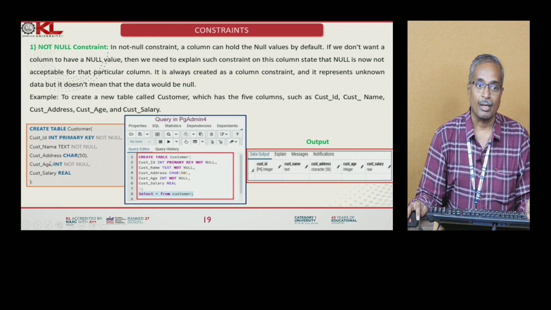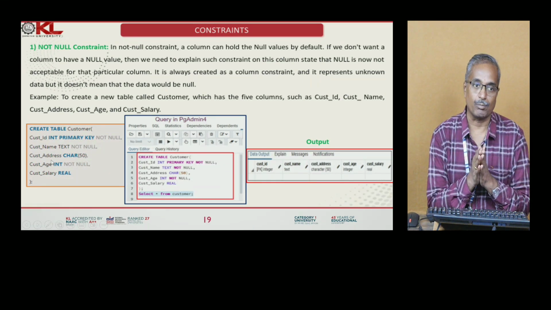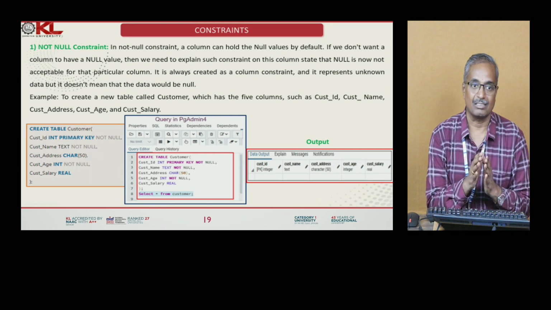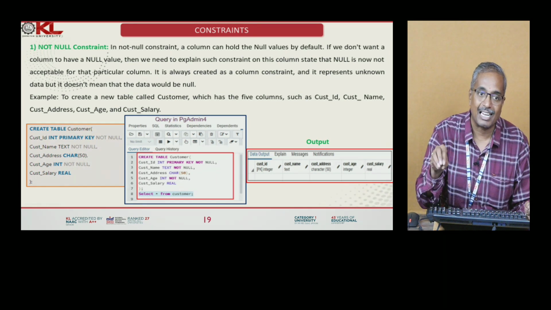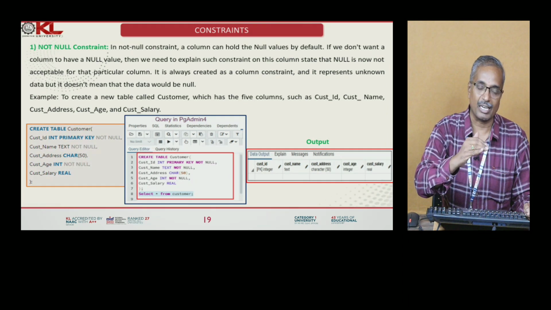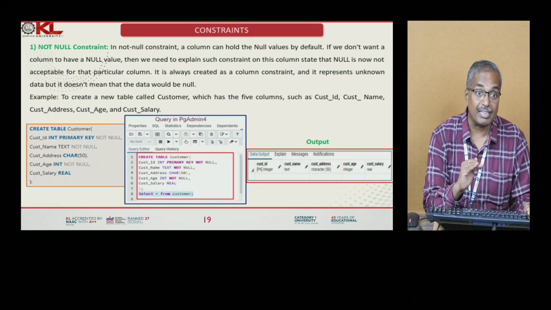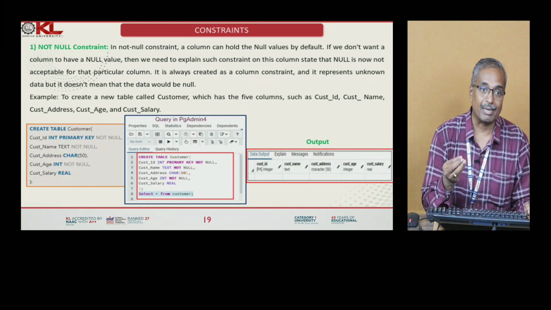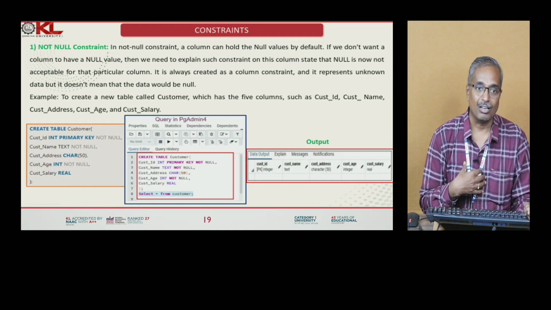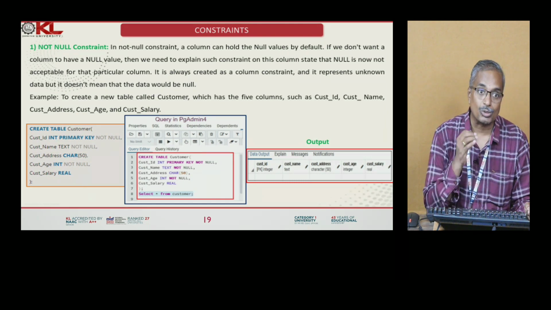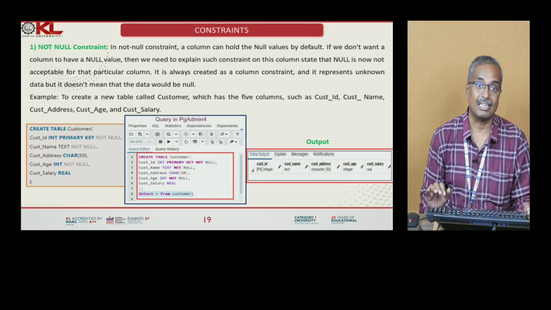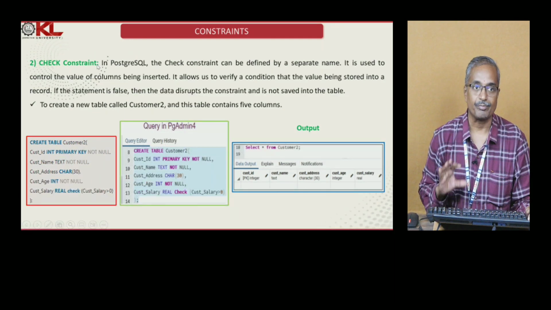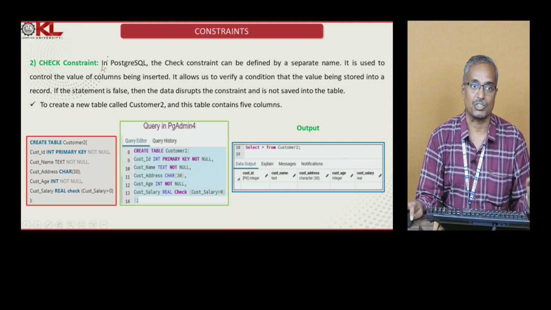So while you are storing the data into the table, you can ignore the customer address value and also the customer salary values. I mean you can leave them empty. But in the case of customer name, customer age or customer ID, you should enter the data. That is the use of the not null constraint.